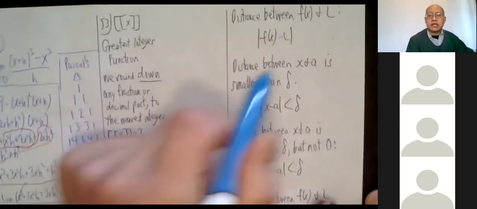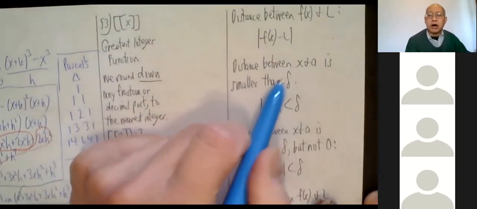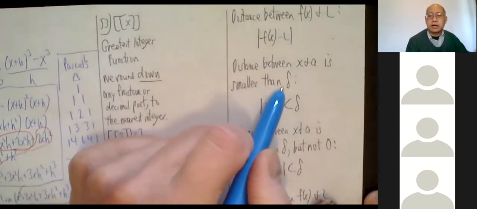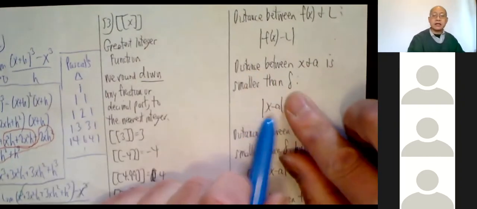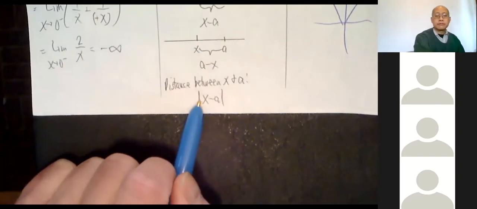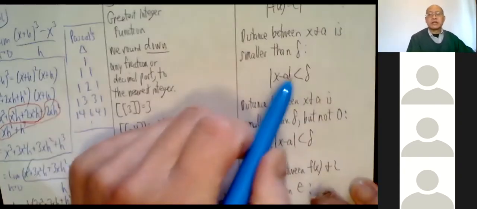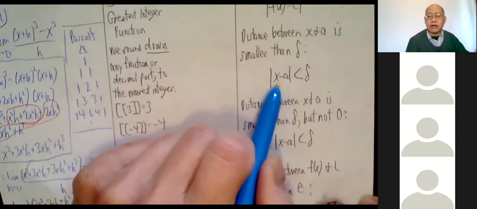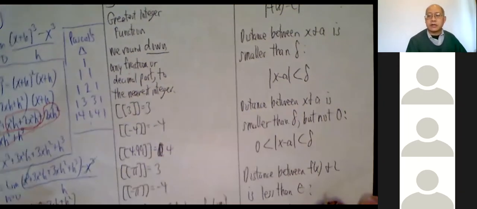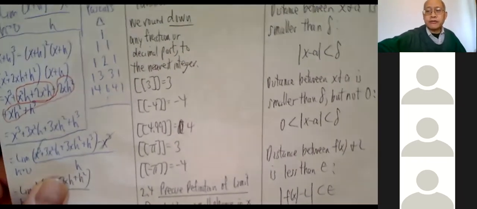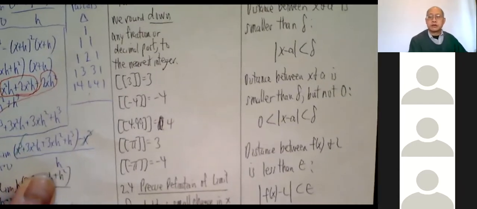Now, suppose I want the distance between x and a to be smaller than some number delta. There it is: the absolute value of x minus a is less than delta. You're going to be able to write all this on your cheat sheet if you want. I'm just introducing it right now.